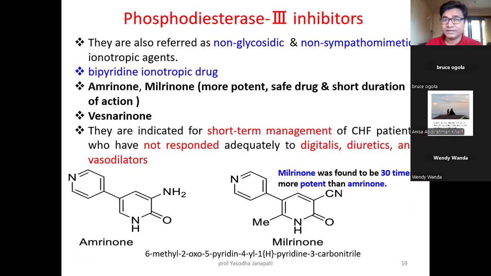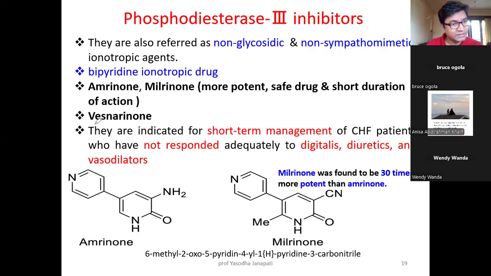Now here, you can see, we call them non-glycosidic, they are not glycosides, as well as non-sympathomimetic inotropic agents. And they are bipyridine inotropic agents. So there are two pyridine molecules here. You see, this is one pyridine molecule, this is one more pyridine molecule. So two pyridine molecules are present. That's why we also call them bipyridine inotropic drugs. Examples of these drugs are amrinone and milrinone.